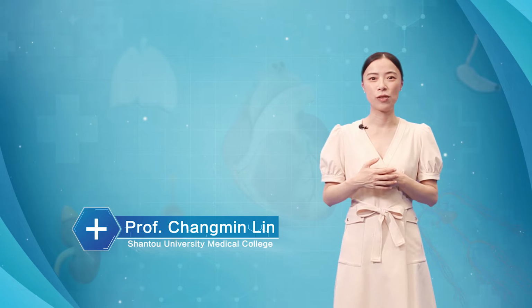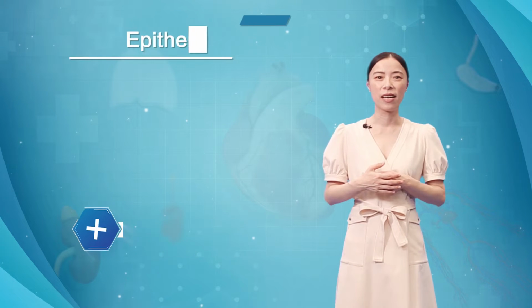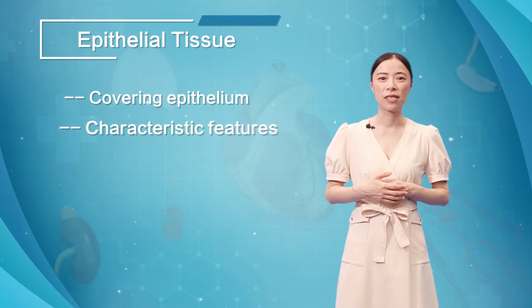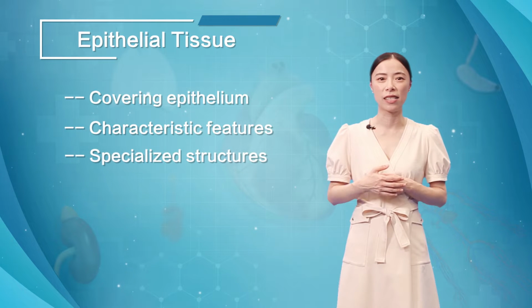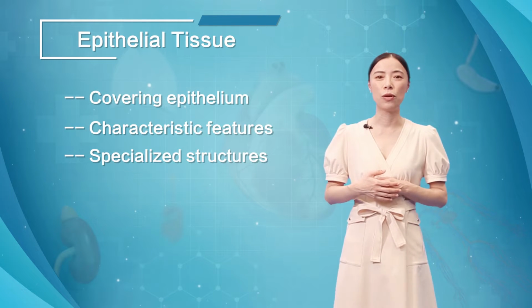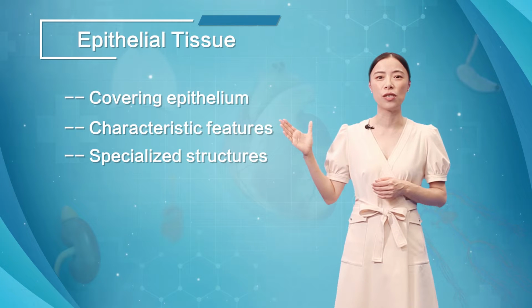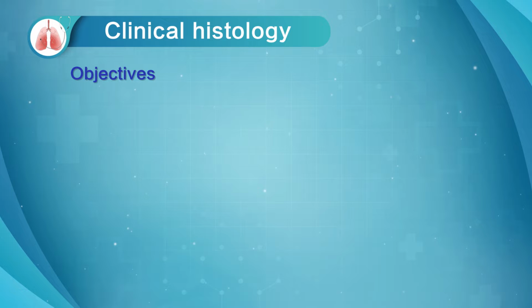We will divide this chapter into 3 parts, covering epithelium, characteristic features, and specialized structures. Today we will introduce the characteristic features of epithelial tissue. Here are the objectives of this section.